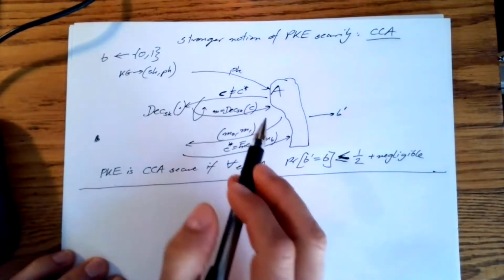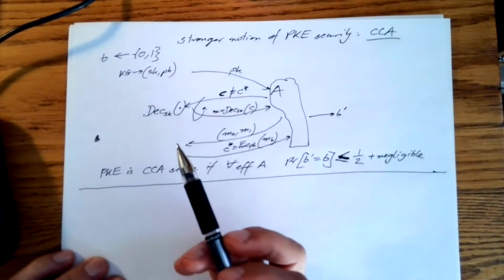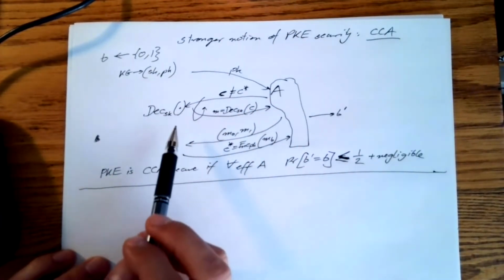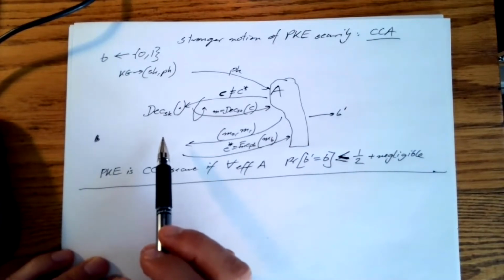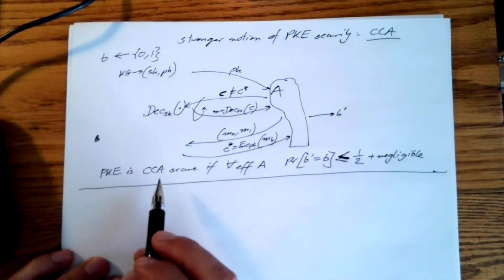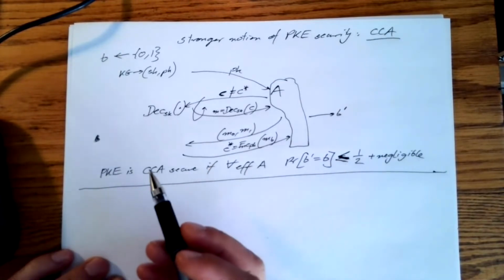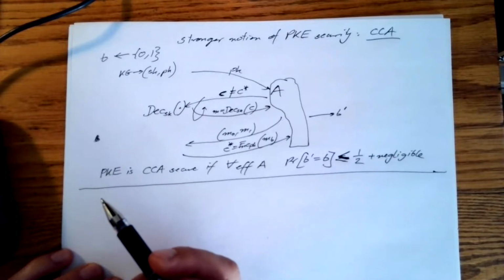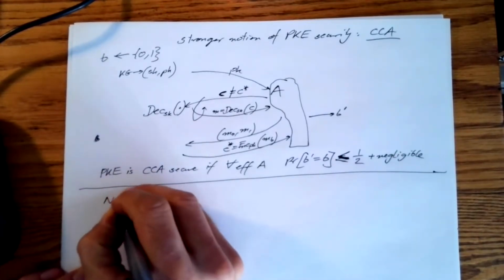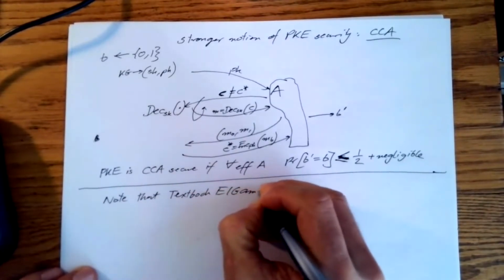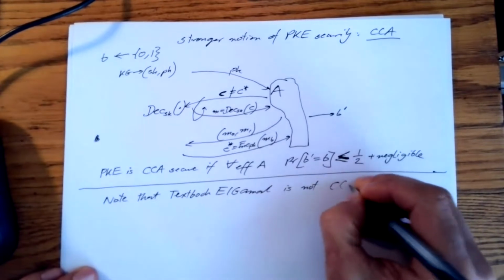So that's what we would like, right? Like we saw for symmetric encryption, all the issues with not being secure against this, and the benefits of being secure like this, which in particular created secure channels and authenticated encryption. The same issues would plague public key encryption security, and we would like to stop them in that case also. So note that textbook ElGamal is not CCA secure.